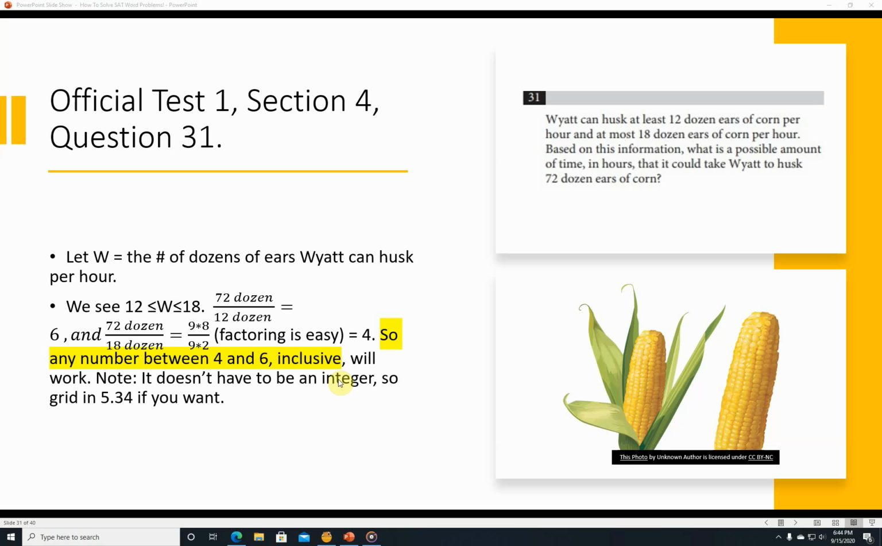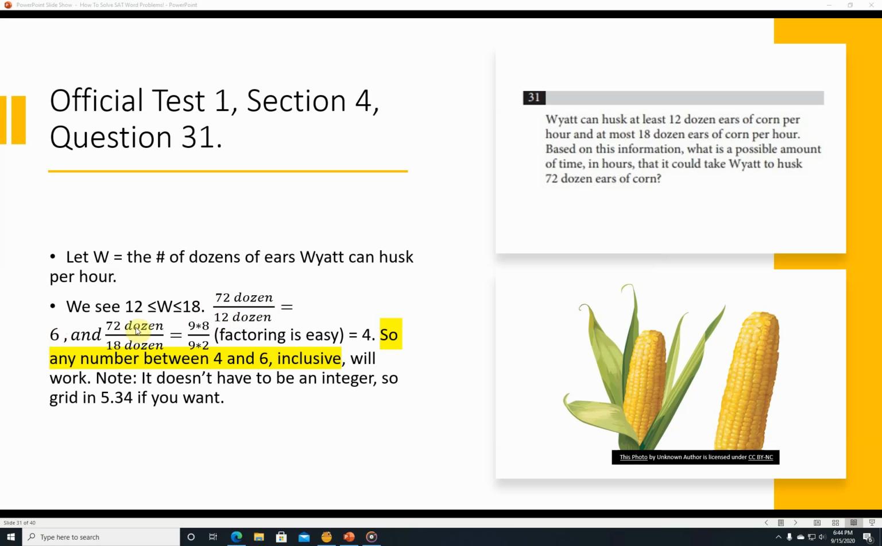So we're going to let W equal the number of dozens of ears Wyatt can husk per hour. We see that 12 is less than or equal to W, which is less than or equal to 18. So we get 72 dozen divided by 12 dozen. Notice the dozens cancel out. Anyway, so those cancel out and we get 72 over 12 equals 6.